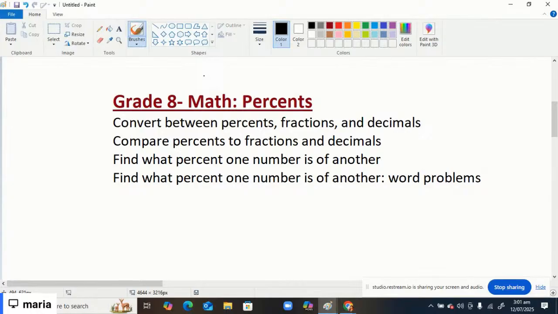So today we are here for grade 8's math. The chapter we discuss today is percents, and here is the list of the lessons. The first lesson is converting between percents and fractions and decimals. Then compare fractions and percents, compare percents to fractions and decimals, find what percent one number is of another, and find what percent one number is of another word problems.